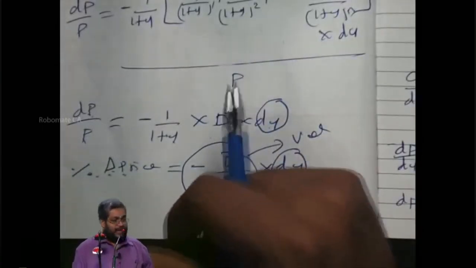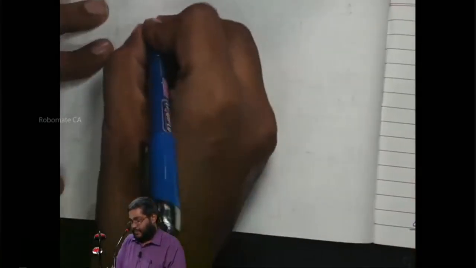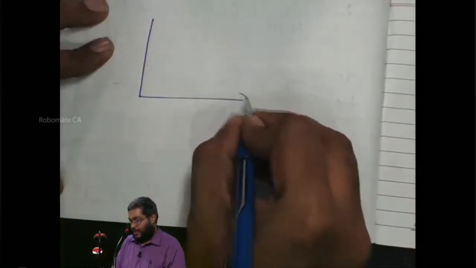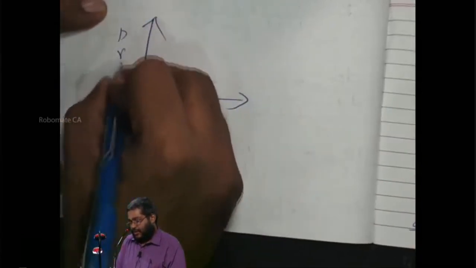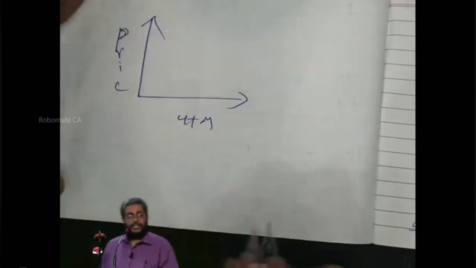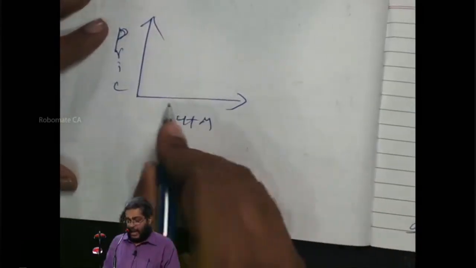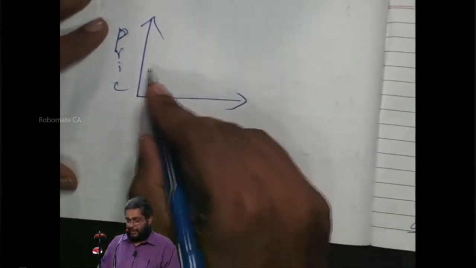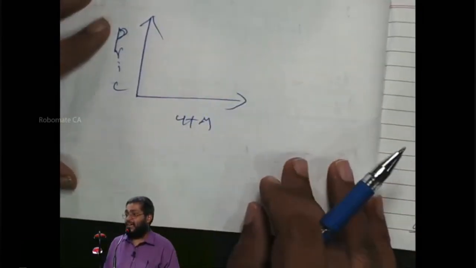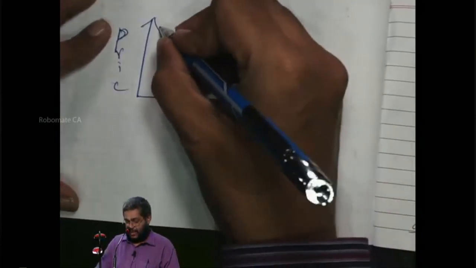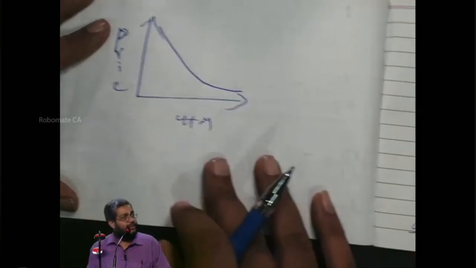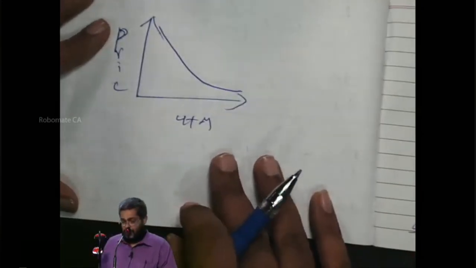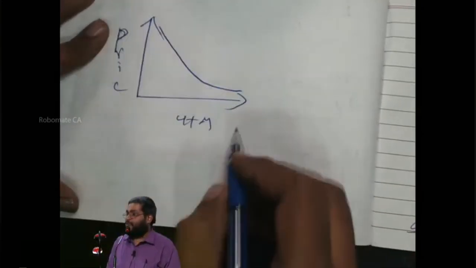Everybody following now, to understand it much better, see this particular diagram. Now, this is yield to maturity. This is price. Tell me, as YTM increases, the price increases or decreases? Decreases. So it should be a curve like this. Everybody, are you following or not? As YTM increases, the price decreases.